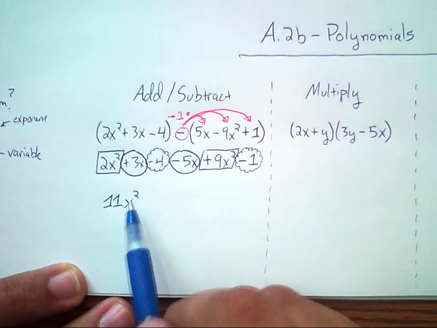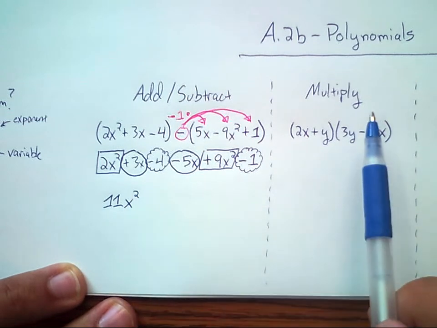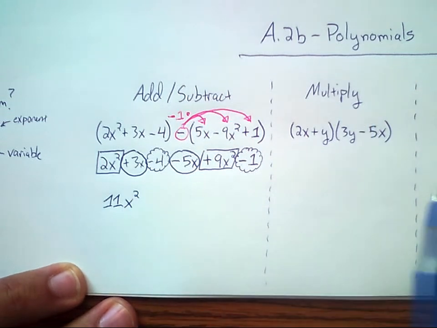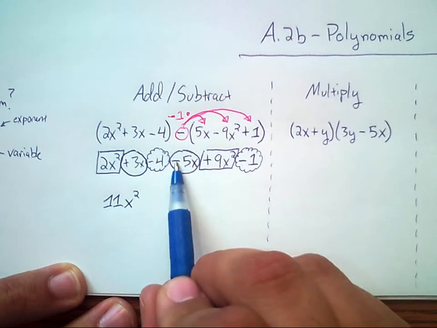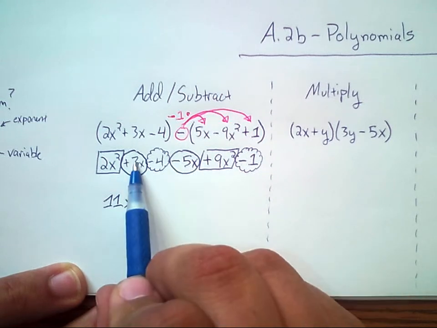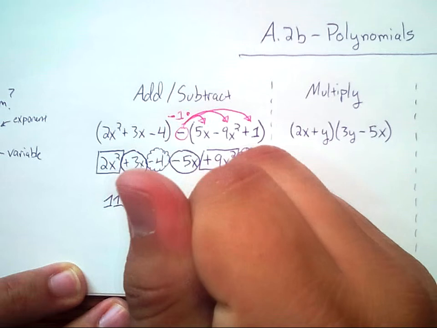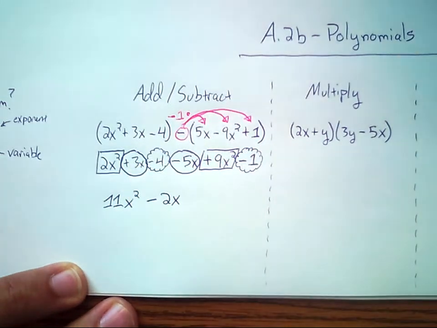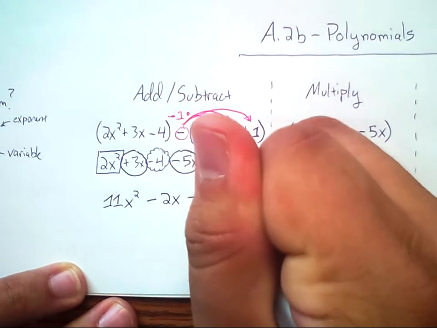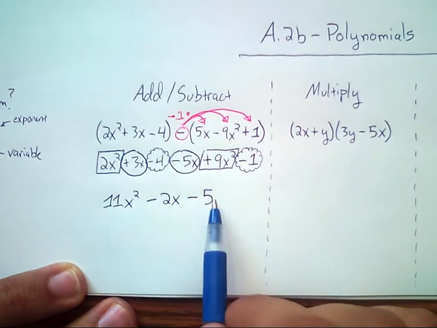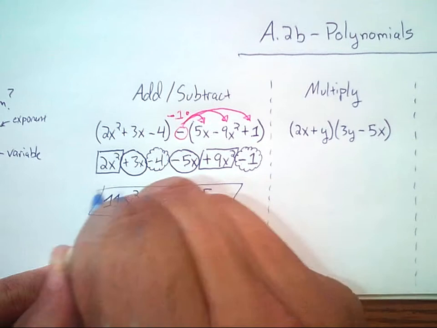The only way that the variable would change is if we're multiplying, and we're going to get into that in a second. We have positive 3x plus, or I should say minus 5x. So positive 3 minus 5, that's going to be minus 2x. And again, nothing happens to the variable. It's just the last name, essentially. And then we have minus 4 minus 1, which would be minus 5. There's nothing else we can do to this, so that's our answer.